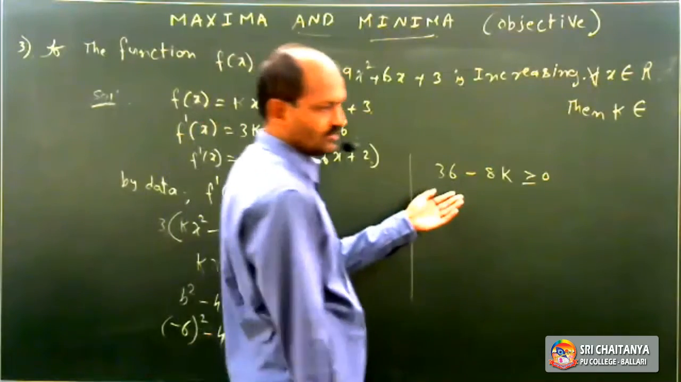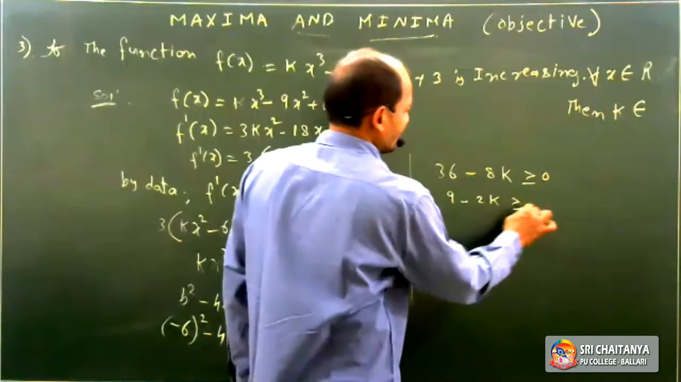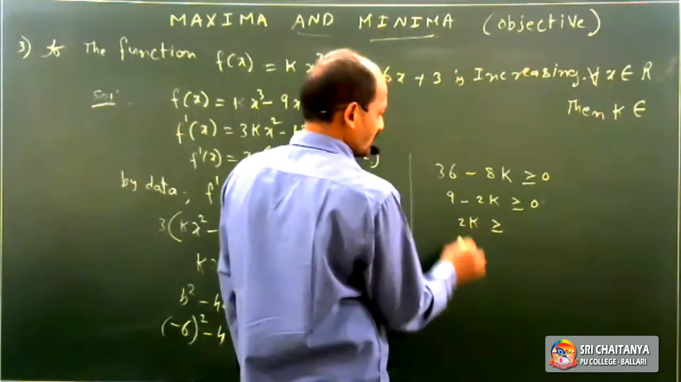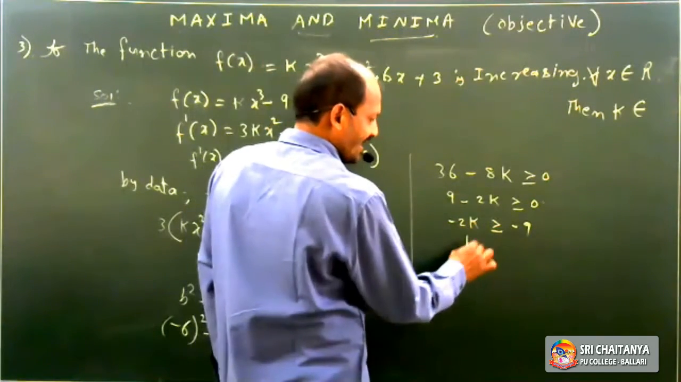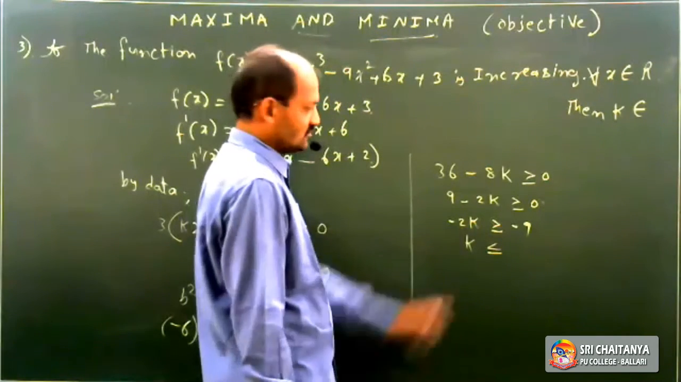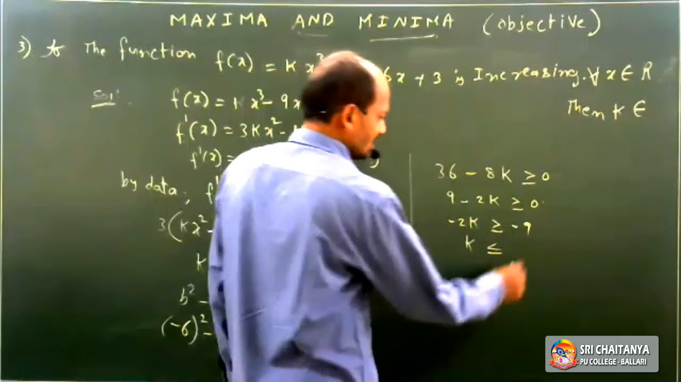It is divisible by 4. So 9 minus 2k is greater than or equal to 0. 2k is greater than or equal to minus 9. So k is less than or equal to... it is a minus, the symbol changes, greater than changes to less than.